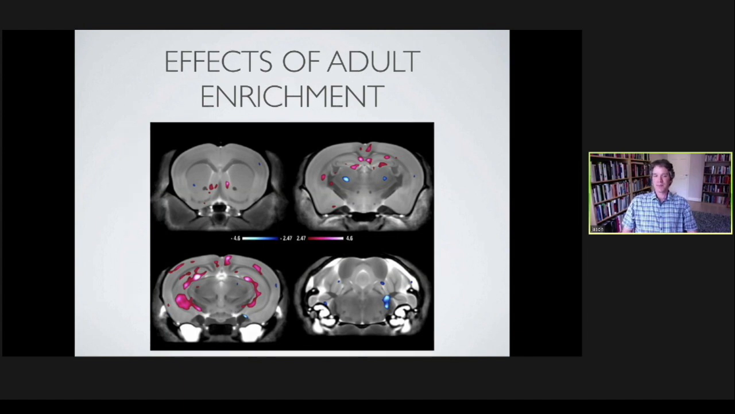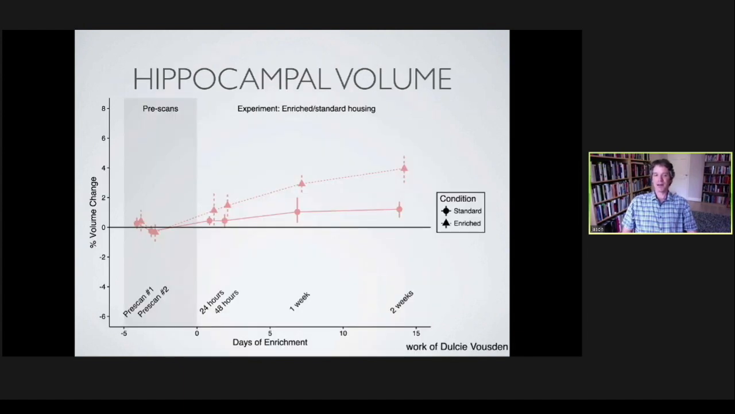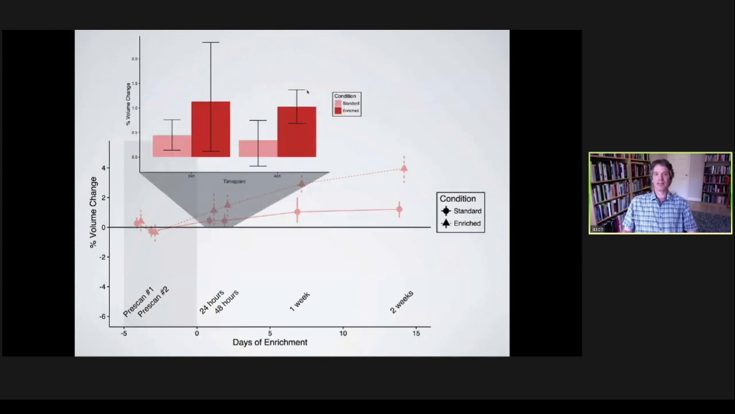Looking at the same study, you can begin to get a sense of timing by taking a few scans before you change the environment, and then putting the mice in the enriched environment and scanning them a few times over 2 weeks. The enriched mice are the triangles and dashed line, and the standard housed mice are the circles and solid line. You can see that they begin to separate already after 24 hours, and then become significantly larger, by around 4%, by the time you reach 2 weeks. Zooming in on this early time point, it's already quite visible by 48 hours and potentially even detectable by 24 hours, indicating that this type of plasticity in the brain is really quite rapid.